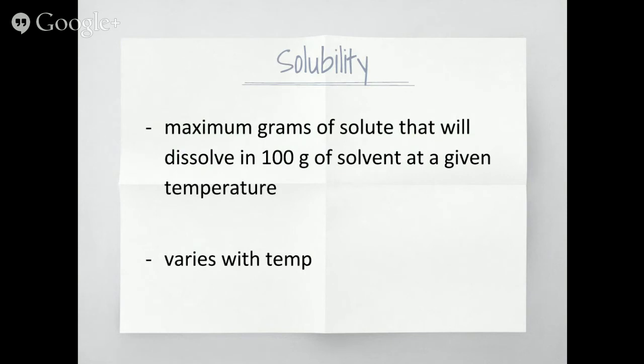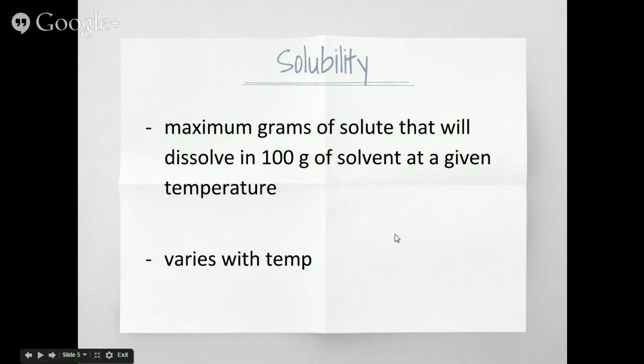A solution that is unsaturated means it is below that maximum amount, meaning I can put more sugar in my tea. More will dissolve. A saturated solution means it is at that maximum amount. I cannot dissolve any more sugar in there. Supersaturated means that it is actually holding more than it truly should be able to dissolve.